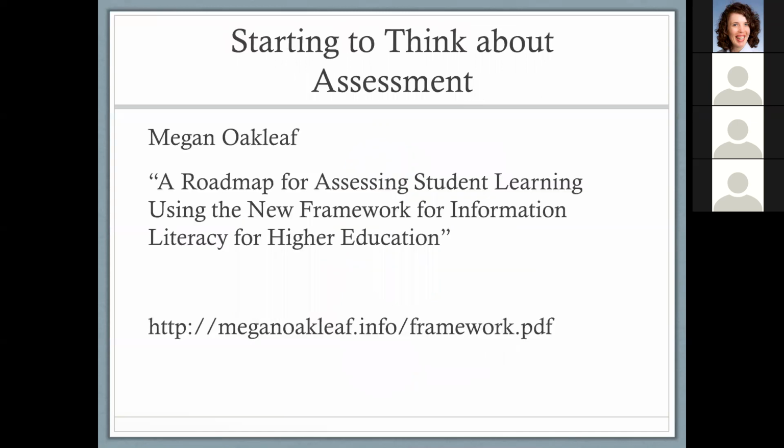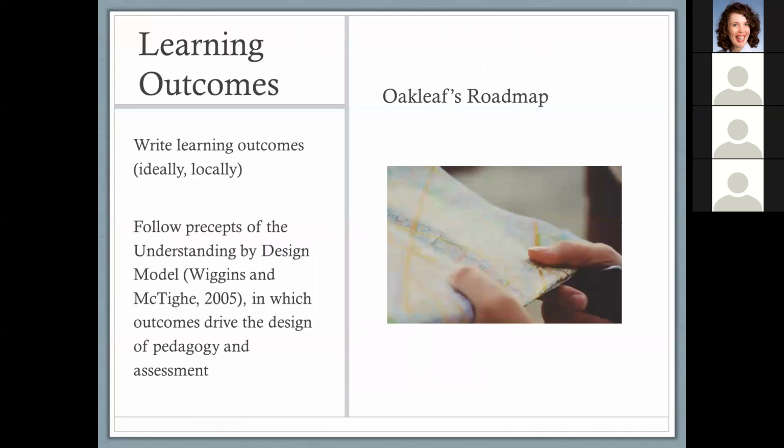So there have been lots of questions about assessment in relation to the framework. There was a key article published by Megan Oakleaf last year, and I've given the title of it and the URL for it. I would encourage you to read that article if you want to see a way of using the framework with particular learning outcomes. She's got some good examples of how to do that, and she's following Wiggins and McTighe again, where outcomes drive the design of pedagogy and assessment.